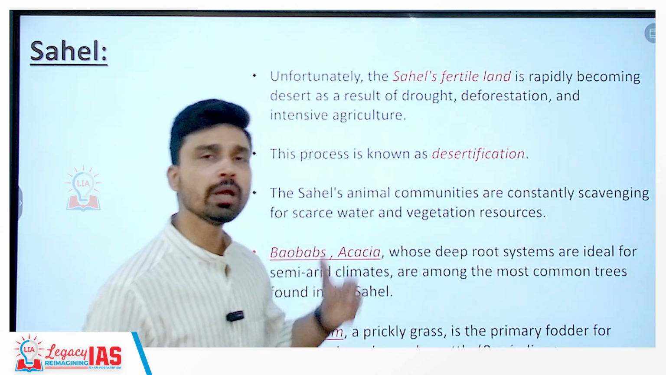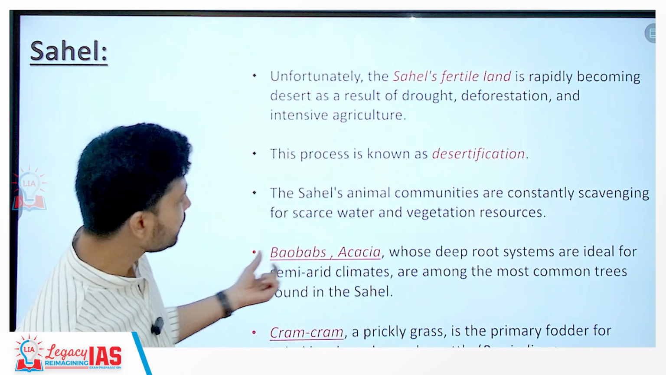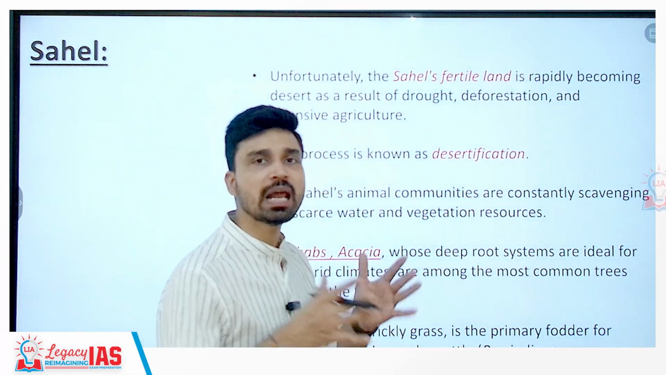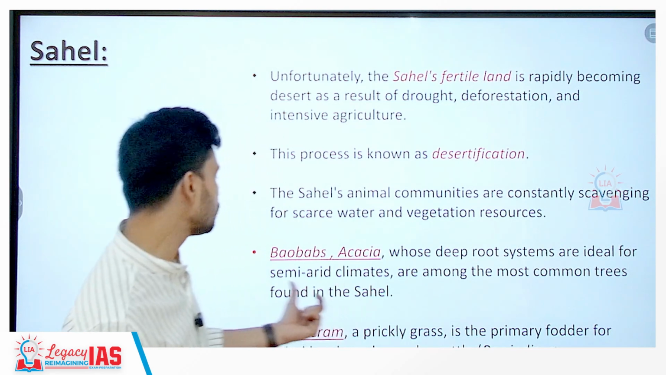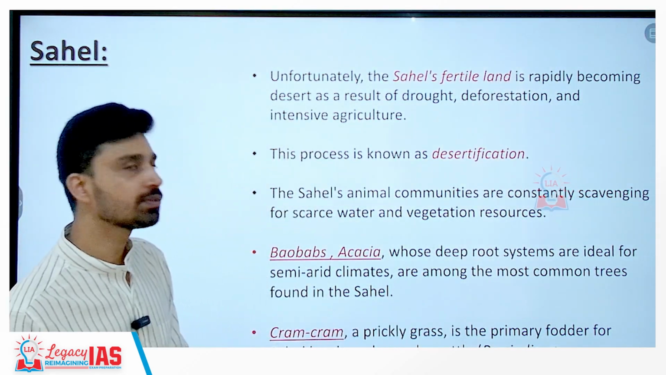Now if you look at the trees of the Sahel region, two major trees you will see: the baobab tree and the acacia tree. Both of these trees have a deep root system, so that they can absorb water from deeper levels of the surface, and they are among the most common trees found in Sahel.